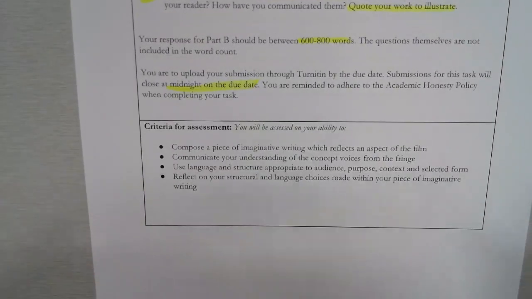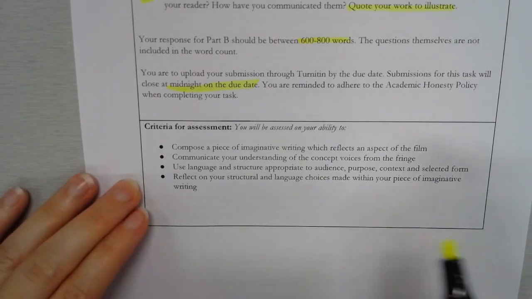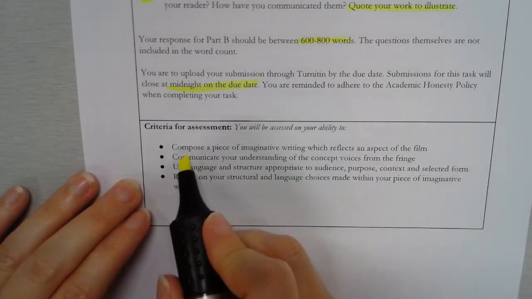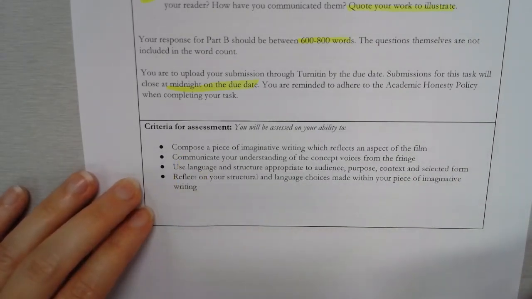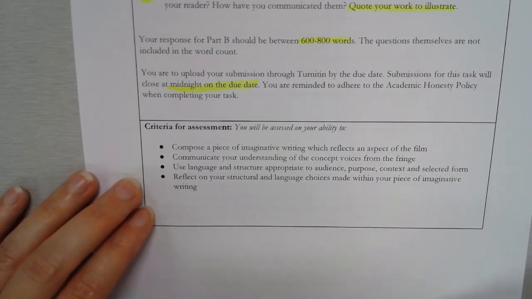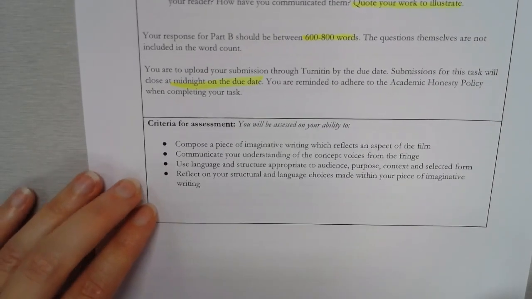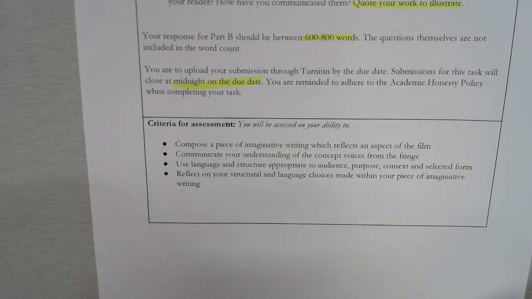Okay, I'm going to now go through the 4 things that the markers will be looking for when marking your work. We'll go through these in more detail when I look at the marking criteria, so I'll just read these through. Compose a piece of imaginative writing which reflects an aspect of the film. Your ability to communicate your understanding of the concept of voices from the fringe, your use of language and structure appropriate to audience, purpose, context, and the selected form, and reflect on your structural and language choices made within your piece of imaginative writing.